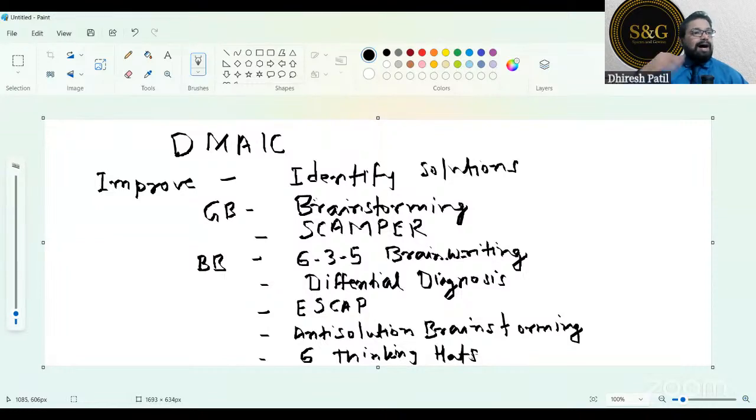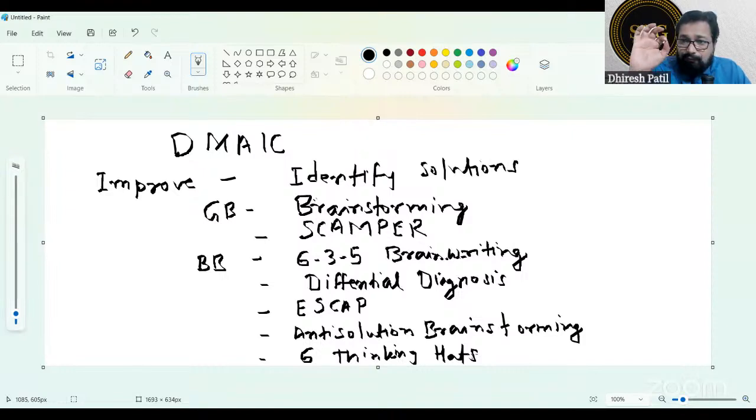6 thinking hats is a role play technique. Exactly, so we wear the hat. Sometimes we become the devil's advocate. Sometimes we become pro. Sometimes we become anti. So there are various roles we have to play, and we have to generate solutions. So these are various techniques we learn to generate a lot of ideas on the root causes.